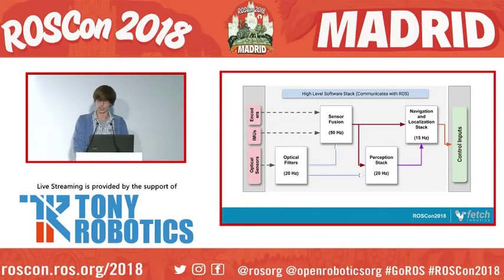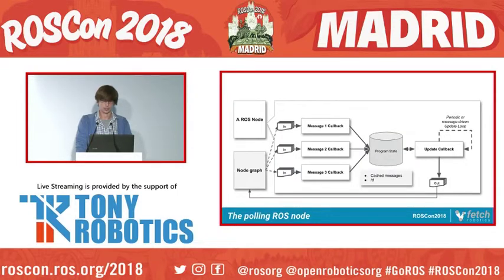So here's a hypothetical system that should look familiar to most people. We've got a bunch of nodes running in a continuous fashion. We're piping in some sensor information and then creating control inputs for our robot system. And now let's look at one of these nodes under a microscope.